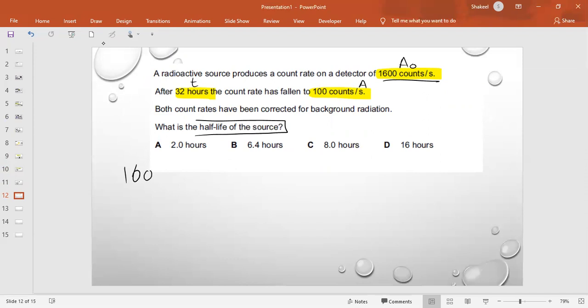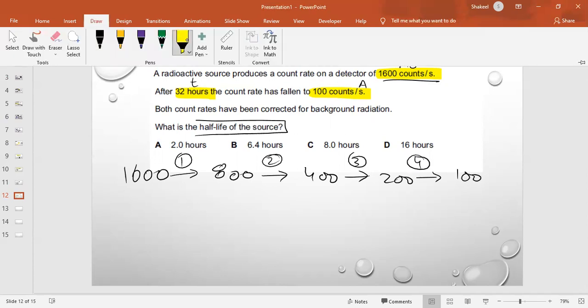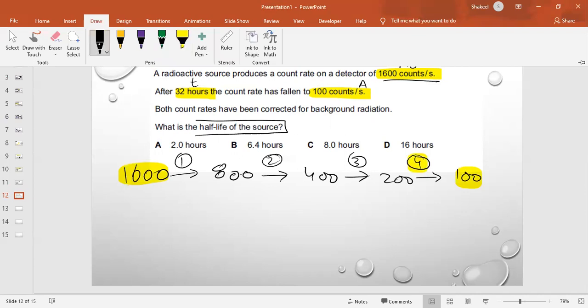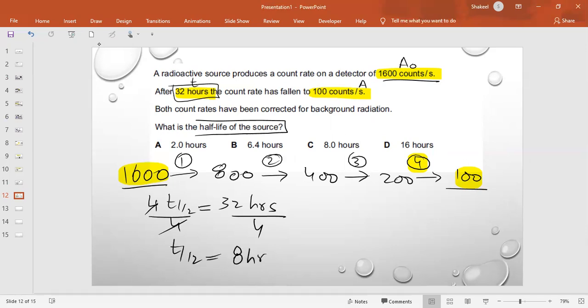Again, the same thing. 1600 is the start. Keep halving it: 800, and you have halved it one time. Then 400, you have halved it two times. Then again half it for the third time, and again for the fourth time. It means that for the count rate to fall from 1600 to 100, 4 half-lives have been consumed. As 4 half-lives equal 32 hours, because it took 32 hours for the activity to drop from 1600 to 100, we divide both sides by 4. So the half-life will be 8 hours. So 8 hours will be the answer.